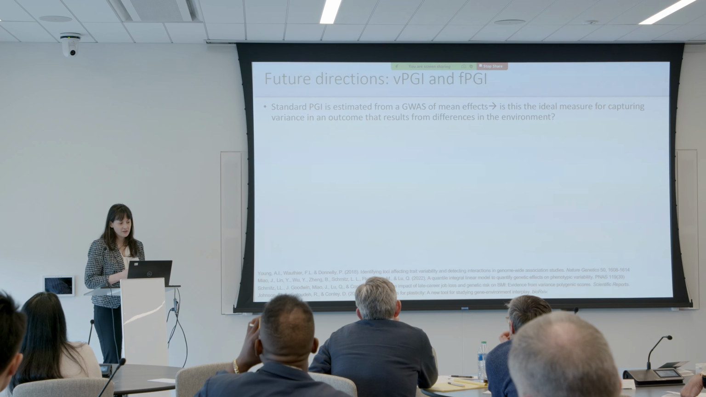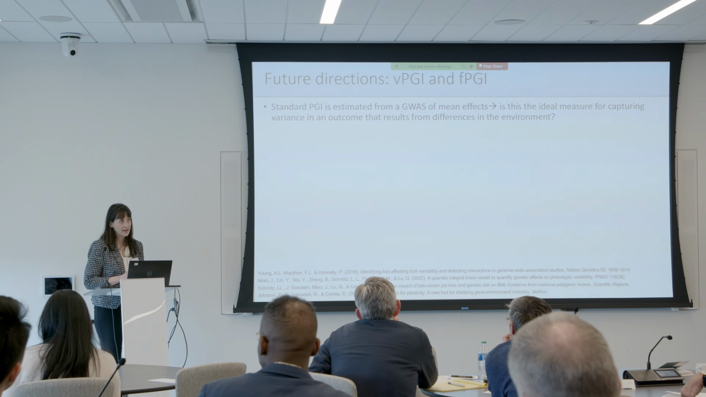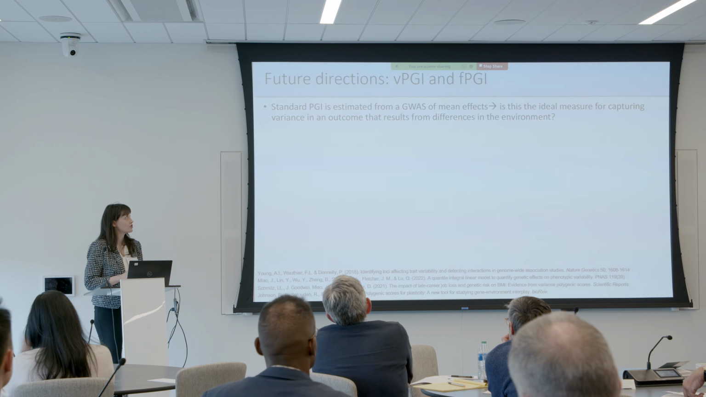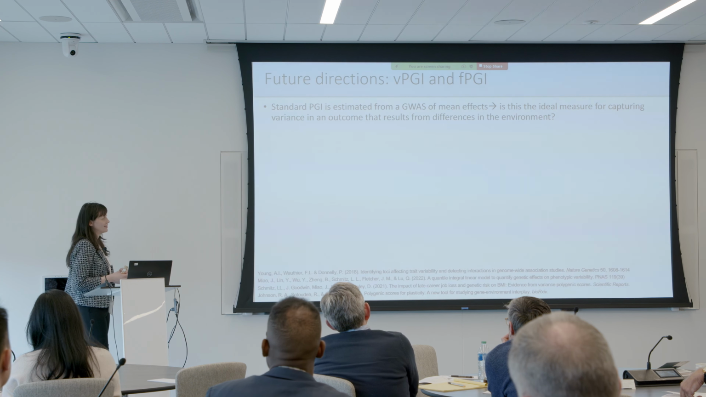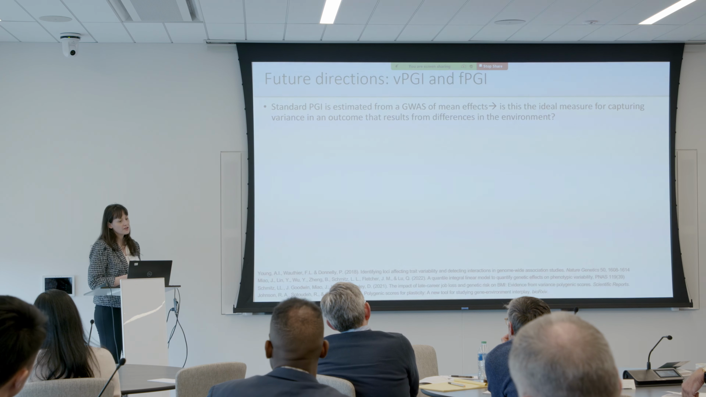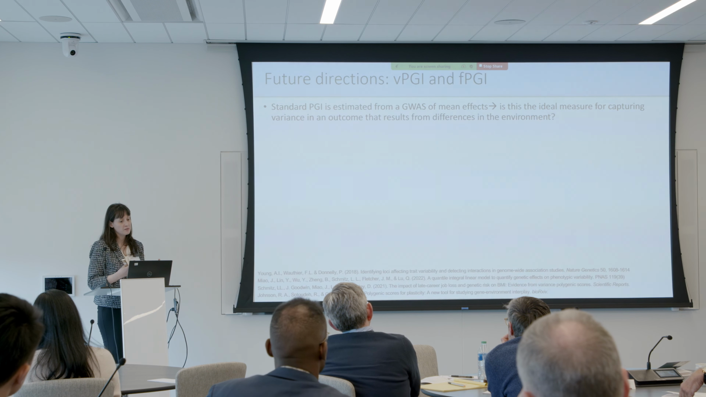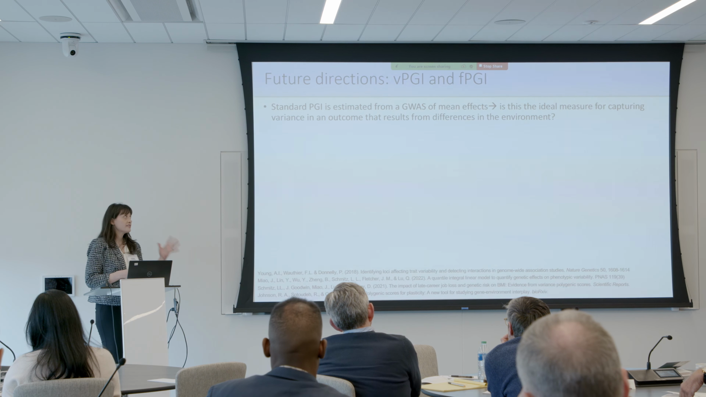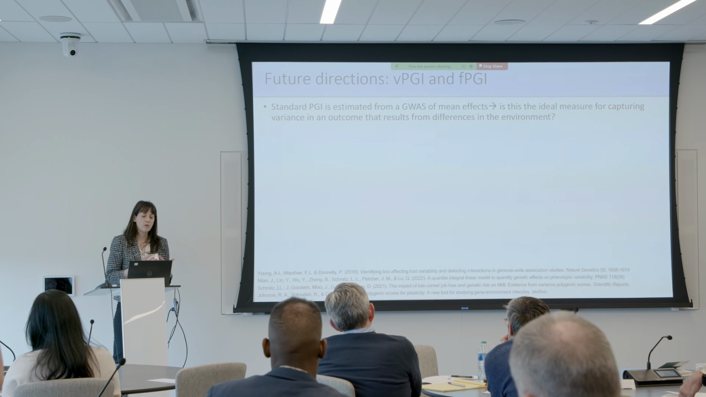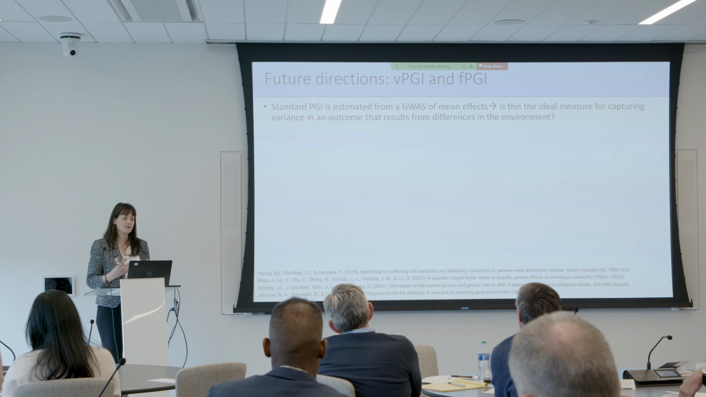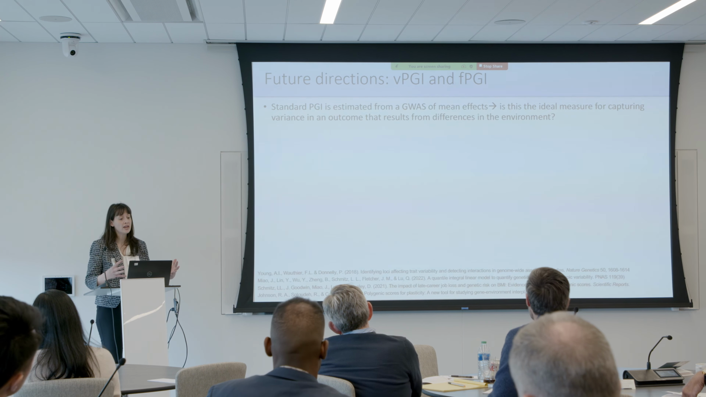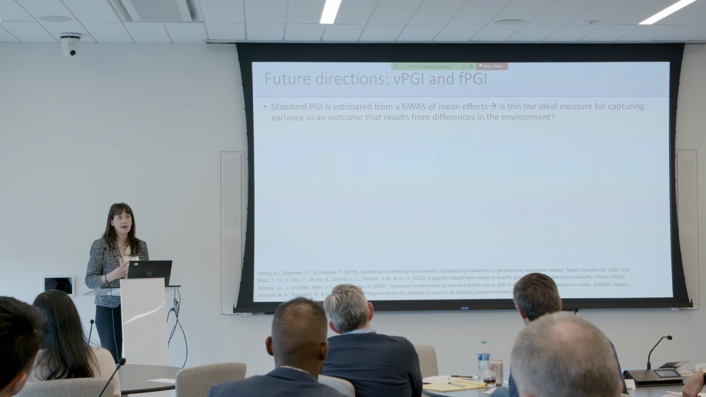And then just in the few minutes that I have left, I think there are some exciting future directions for G/E work. The first is this concept of a VPGI, or variance polygenic index. A standard PGI is estimated from a GWAS of mean effects. But a question is whether this is really the ideal measure for capturing variance in an outcome that's resulting from differences in the environment.